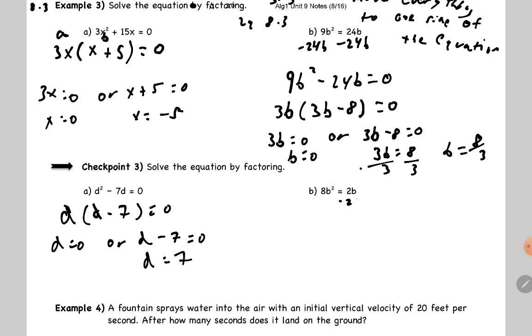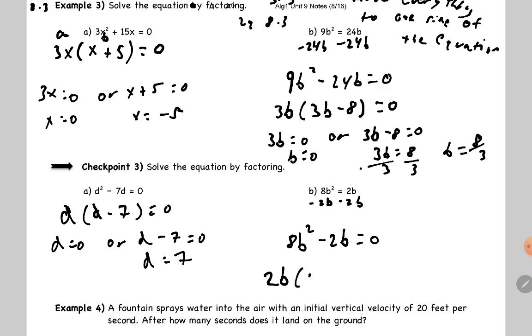Okay, this one I'm going to subtract 2b from both sides, so everything is on one side of the equation. 8b squared minus 2b is equal to 0. I can factor out 2, and I can factor out a b.